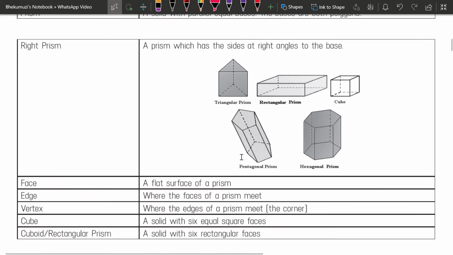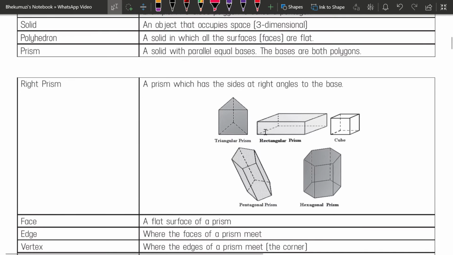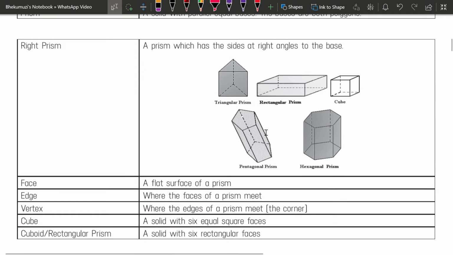And then we look at right prisms. And these are some of the examples of the right prisms, as you can see, with the rectangular prism, a cube, a hexagonal prism, and so on, right? And a right prism has sides that are at right angles to the base. And then we also have the face. It's just the flat surface of the prism. We have the edge, which is where the faces meet. The vertices are where the edges meet.